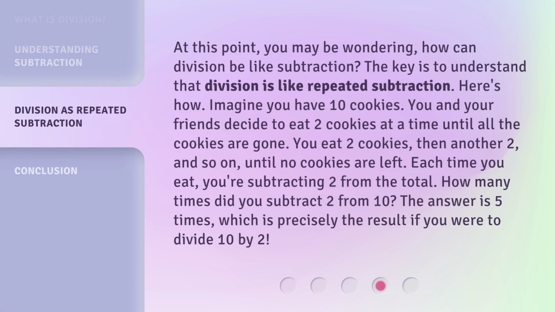At this point, you may be wondering, how can division be like subtraction? The key is to understand that division is like repeated subtraction. Here's how. Imagine you have 10 cookies. You and your friends decide to eat 2 cookies at a time until all the cookies are gone. You eat 2 cookies, then another 2, and so on, until no cookies are left. Each time you eat, you're subtracting 2 from the total. How many times did you subtract 2 from 10? The answer is 5 times, which is precisely the result if you were to divide 10 by 2.